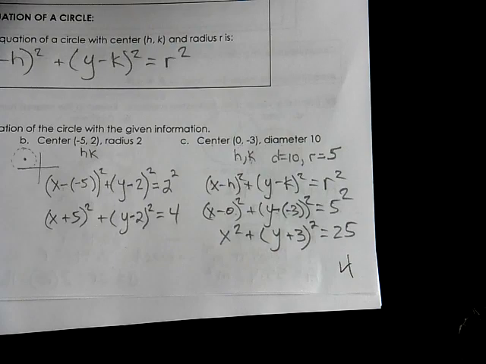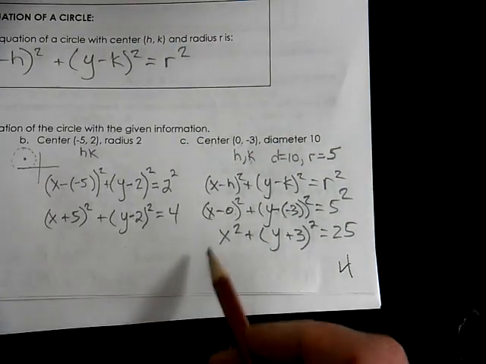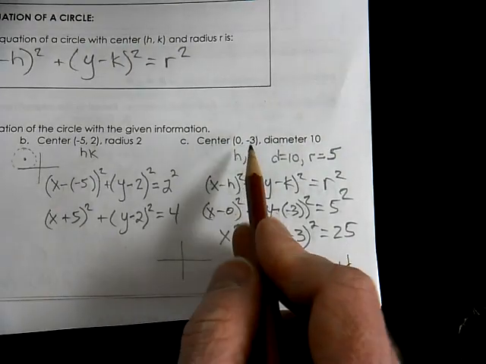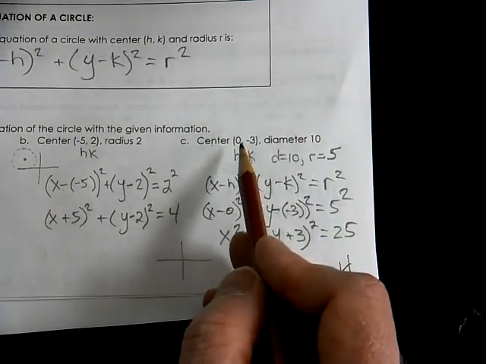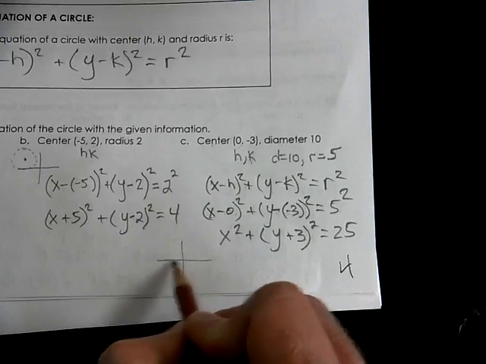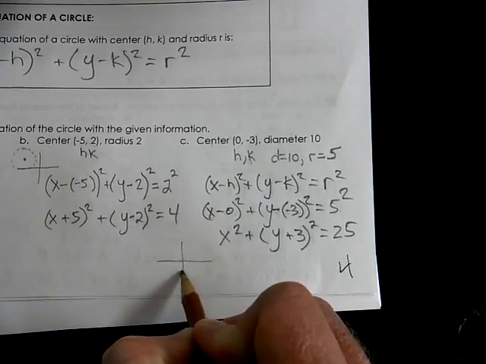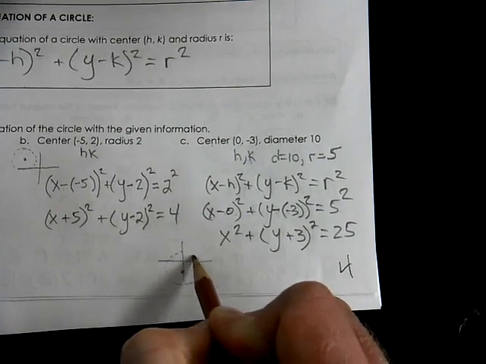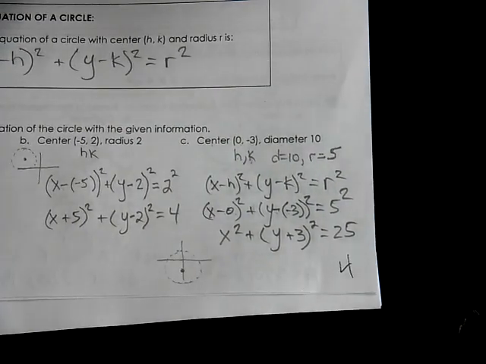And we can type that into Desmos. Or you can just mentally, you're just thinking about what this means so you have a good understanding of what's happening. We're 0 and down 3 with a radius of 5. So it should look something like that.